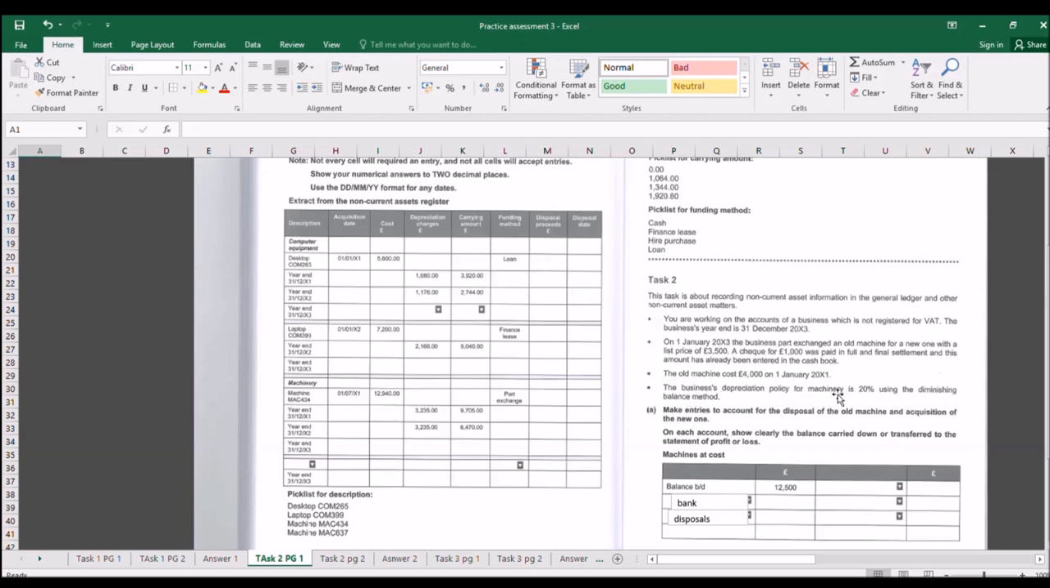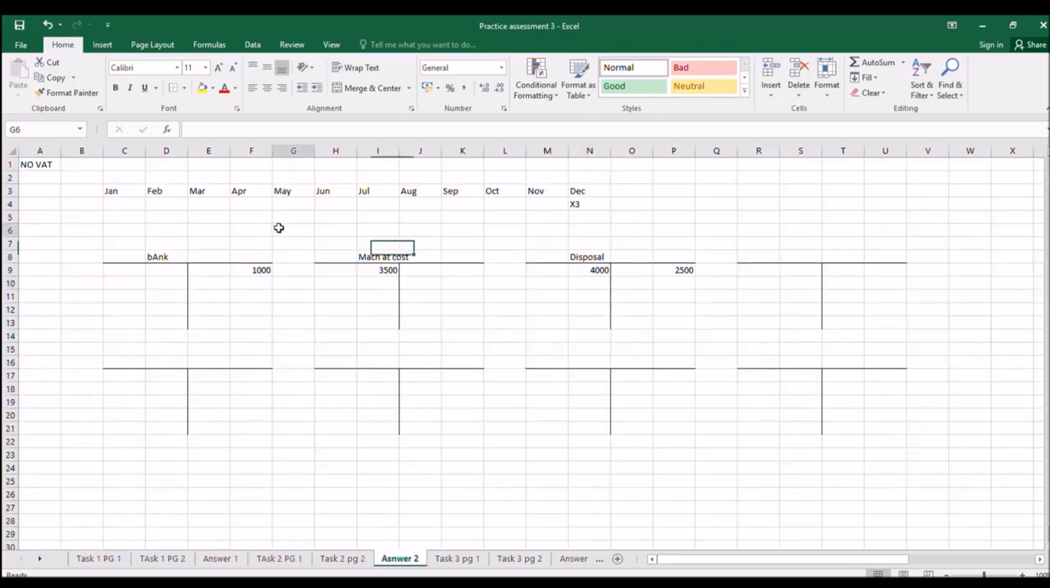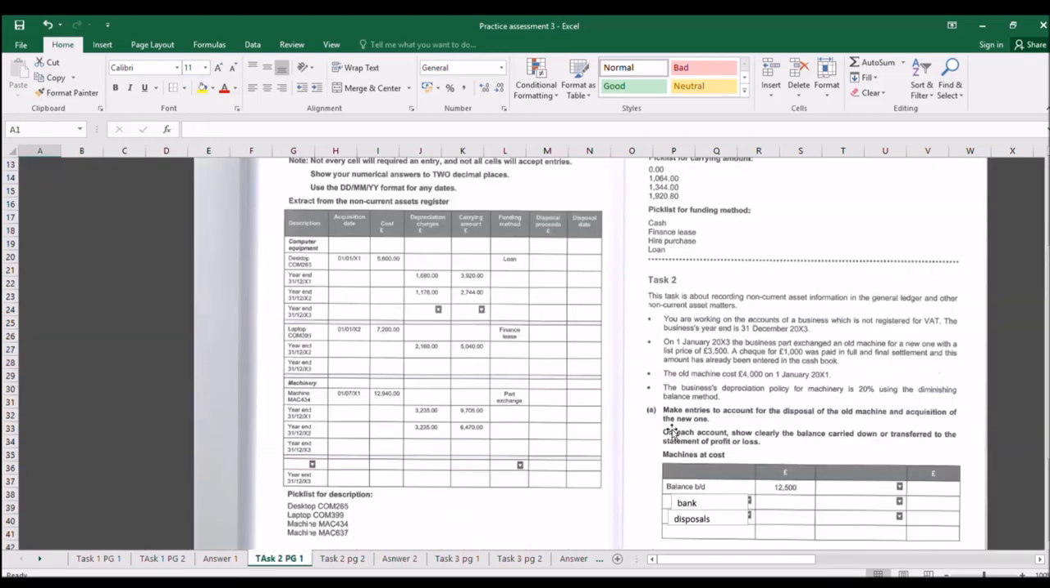And the business depreciation policy, and that was on the 1st of January 2001. Okay, so it's a full year in there. It's 20% using the diminishing balance. Right, okay, so we don't need the monthly timeline. We only need a yearly one. So we'll go X1, X2, X3, and let's just check, when was it disposed of? Oh, we disposed of it on the 1st of January, so we've had 2 full years out of it.